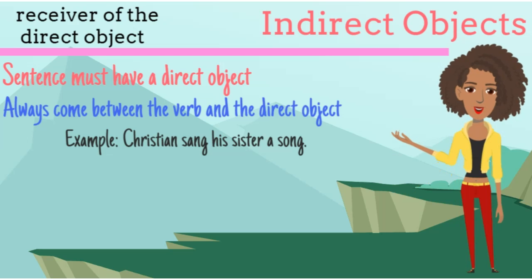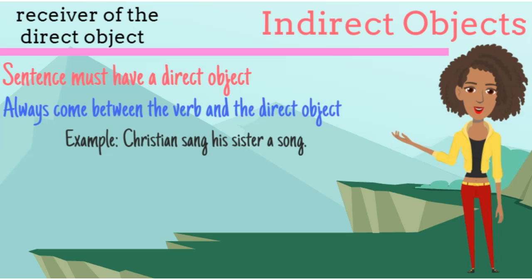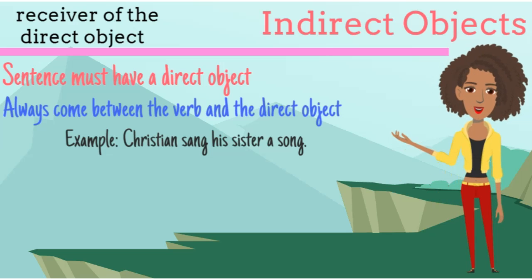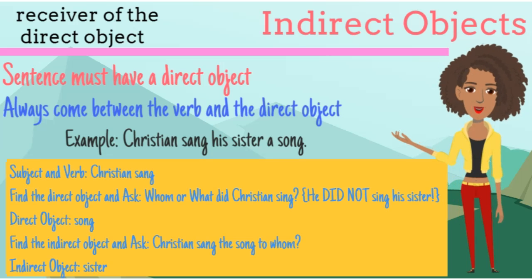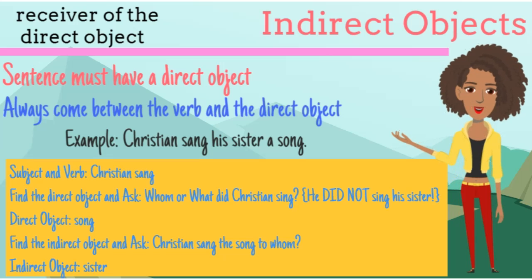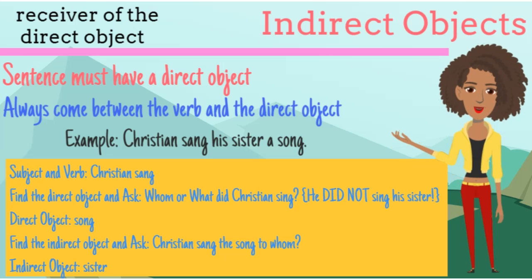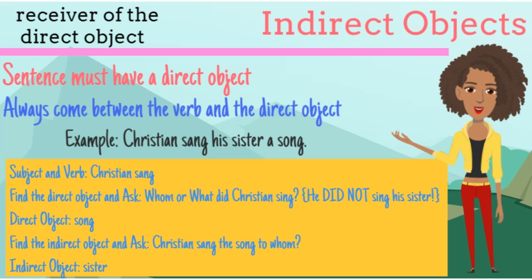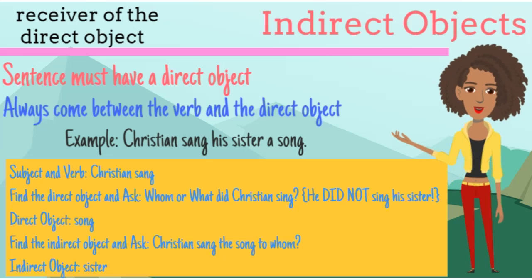We see here the sentence, Christian sang his sister a song. So first, we must see if it has a direct object. So we find the subject and verb. Christian is who the sentence is about, and sang is the action, which is the verb. Next, we see if there is a direct object by asking, whom or what did Christian sing?